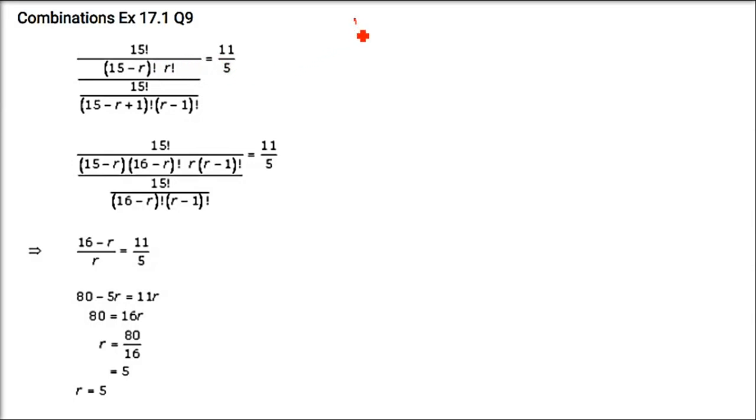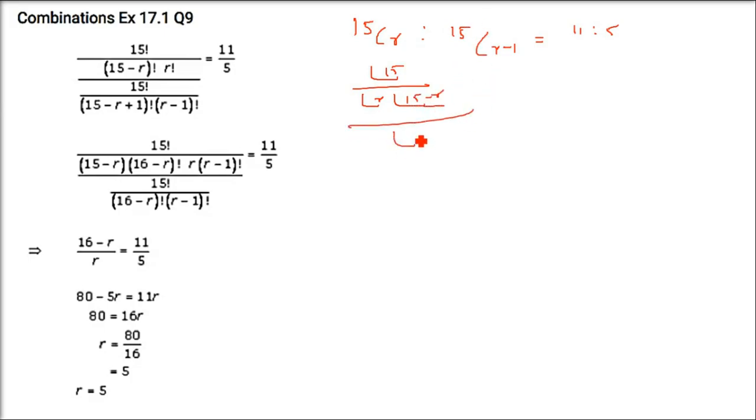Now we have 15CR is to 15CR minus 1, which means division, proportion, is equal to 11 is to 5. What is 15CR? Factorial 15, factorial R, factorial 15 minus R. And you have to divide these two by factorial 15, factorial R minus 1, factorial 15 minus R plus 1. So that is going to be 11 by 5.